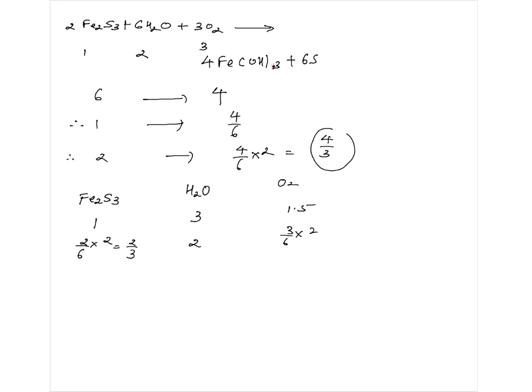How much FeOH thrice will be obtained? Just concentrate on the limiting reactant. 6:4. 6 gives 4. Unitary method. 1 gives 4 by 6. And therefore 2 gives 4 by 6 into 2, 4 by 3. 4 by 3 moles of FeOH thrice will be formed.